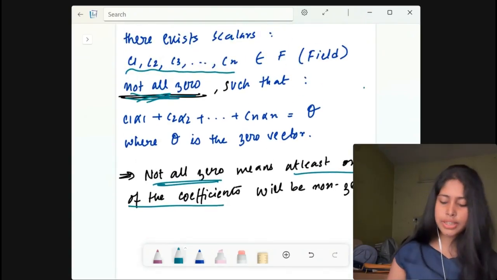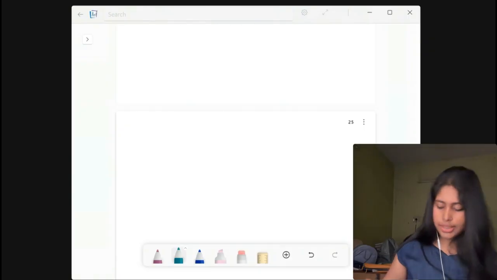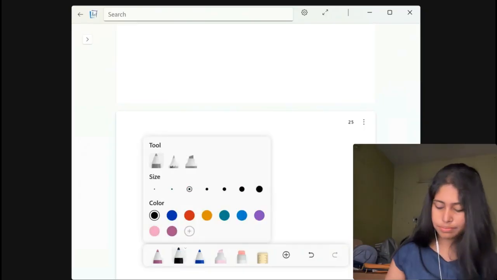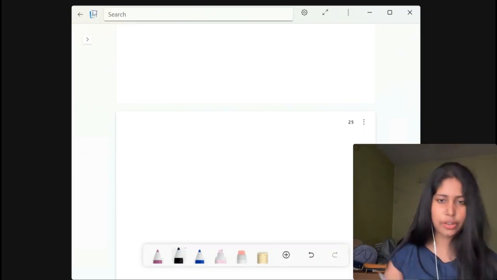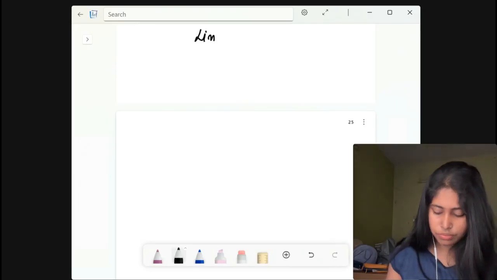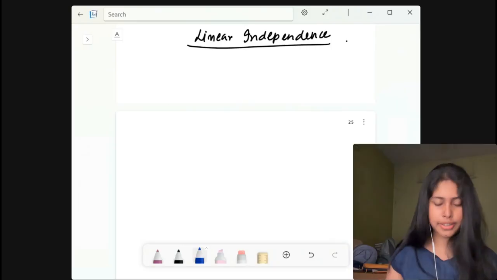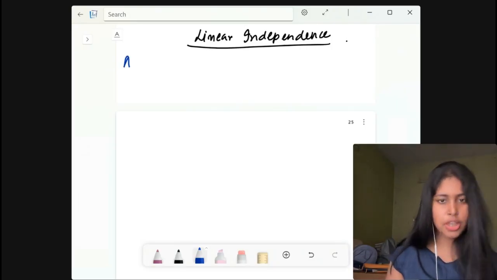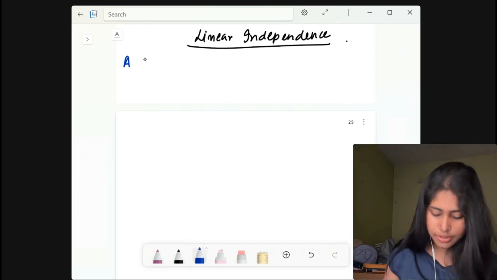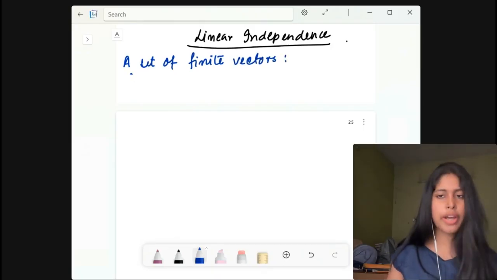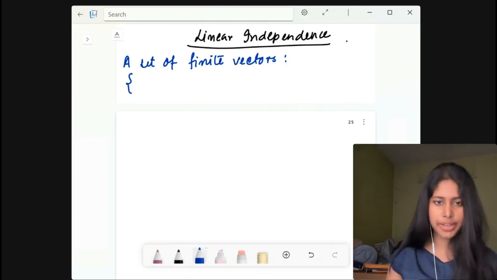Now we will come to linear independence. Linear independence is nothing but just the opposite of linear dependence. Just a little difference which we had, right? Linear independence. Now, what is the definition of it? Let me write it down. See, first again, we will consider a finite set of vectors, and we'll consider the finite vectors to be alpha 1, alpha 2 goes on till alpha n, right?